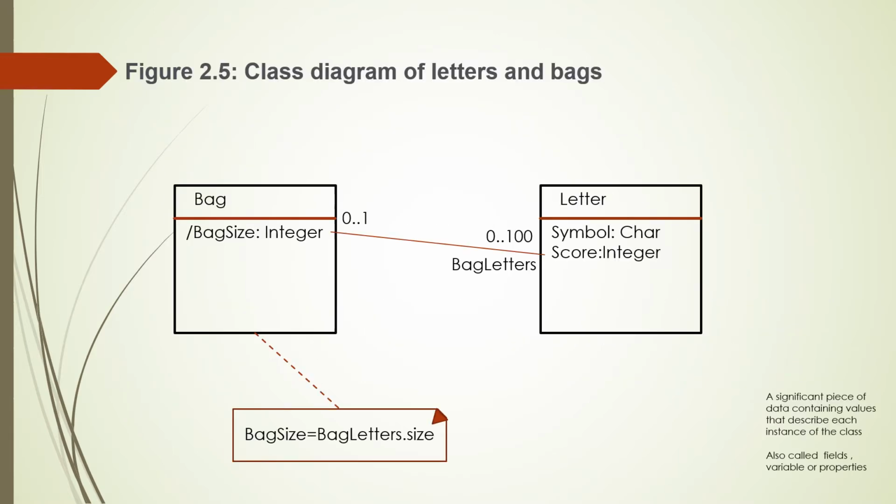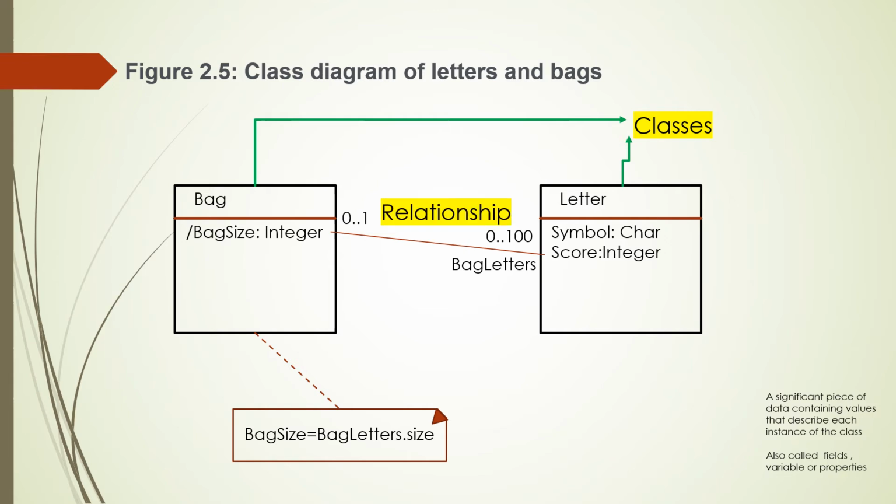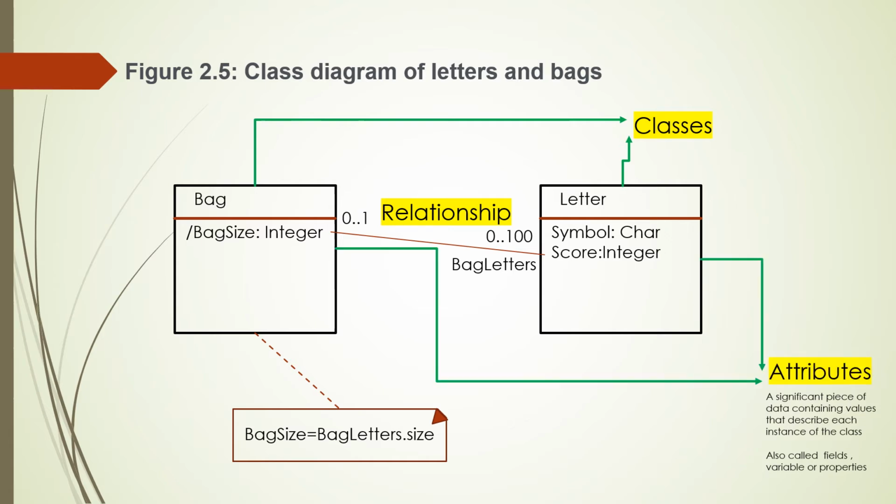This figure shows a very small extract from a class diagram of a Scrabble system, in which there are two classes, the letter and the bag, and the relationship between the bag and the letter. It represents the fact that between 0 to 100 letters may be contained in the Scrabble bag at any point in time. This simple model has four kinds of elements on it: the classes, relationships, attributes, and the constraints.